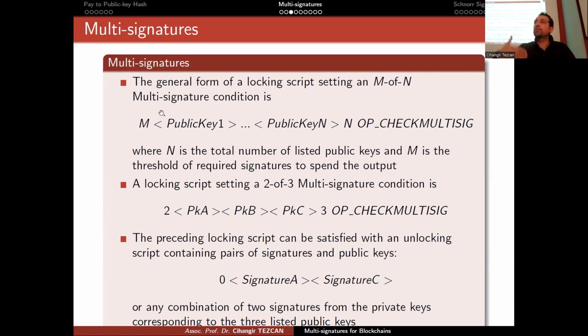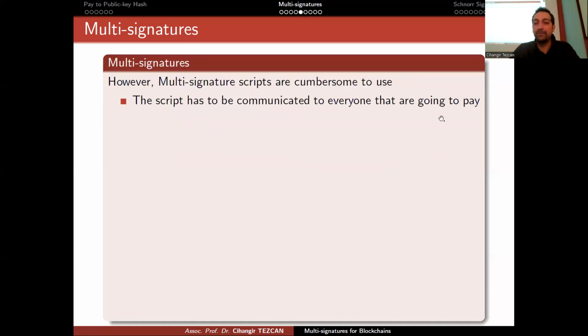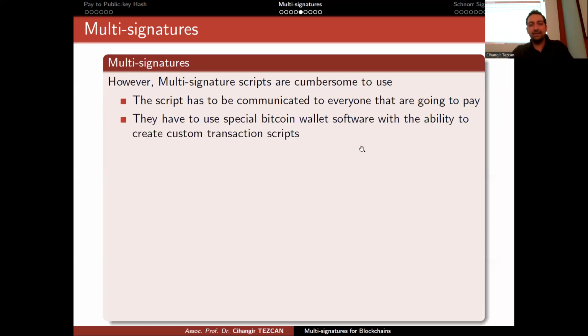So whenever somebody wants to send money to you, they have to put this at the locking part of their script. So you actually have to send this part of code to them whenever somebody wants to send you money. So the script has to be communicated to everyone that is going to pay to you. So this is one hard way. The second is that they have to use special Bitcoin wallet software with the ability to create custom transaction scripts.